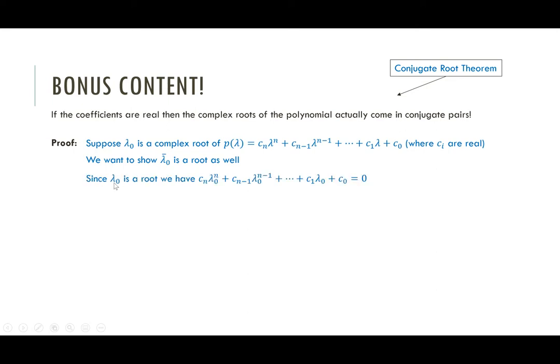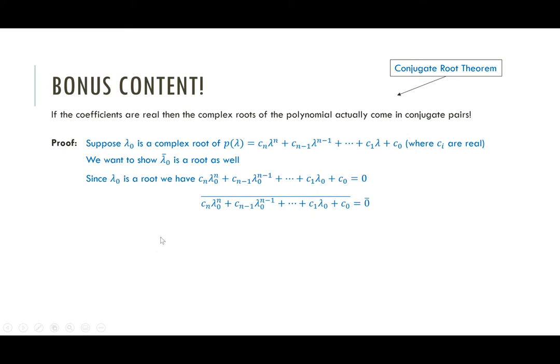Well, since lambda 0 is a root, this means if we plug lambda 0 into the polynomial, we're going to get that that polynomial, or that expression, is equal to 0. And then the trick is to take the complex conjugate of both sides. That's not going to change the fact that we have an equality.